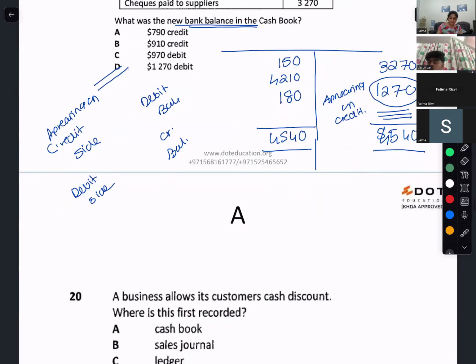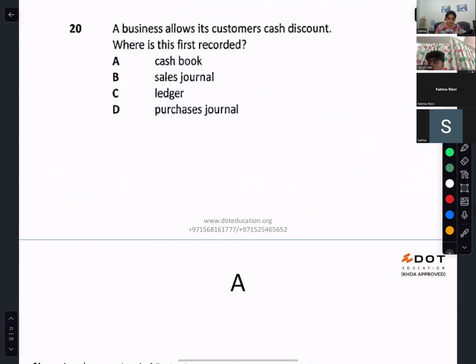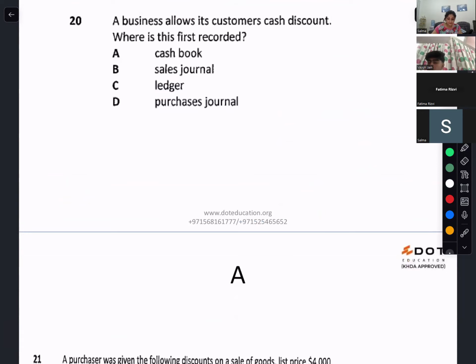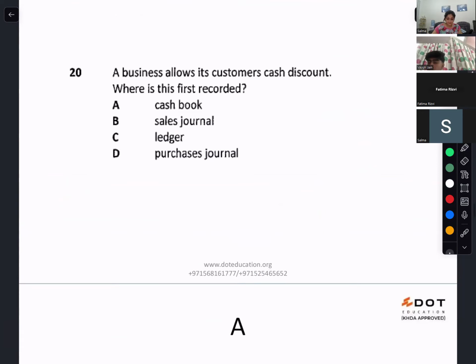Okay, fine. Fatima. A business allows its customers cash discount. Where is this recorded? Cash book. Why? Because cash book records all the cash and bank transactions. The cash book is both a journal and a ledger, so it is first recorded always in a journal.